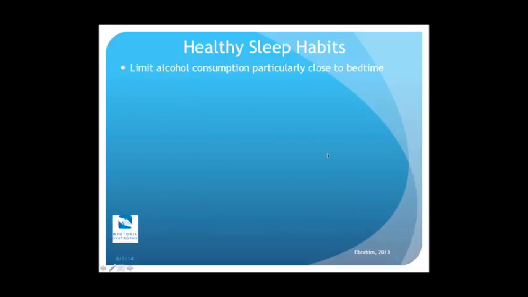So let's just touch on one other thing. As far as healthy sleep habits, you definitely want to limit your alcohol consumption, particularly close to bedtime. As a sleep doctor, this is a joke, but I just want to make this message clear. I often joke with my patients that if you're going to choose to drink alcohol, I would rather you do it in the morning. It's less likely to impact your sleep.